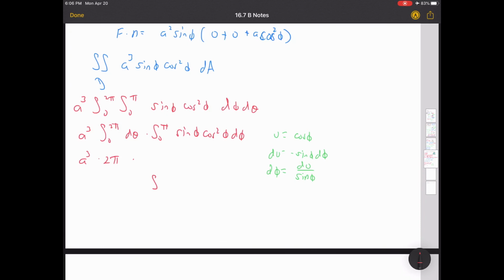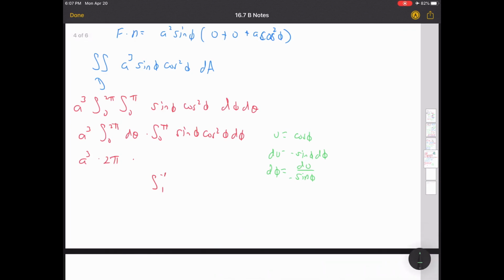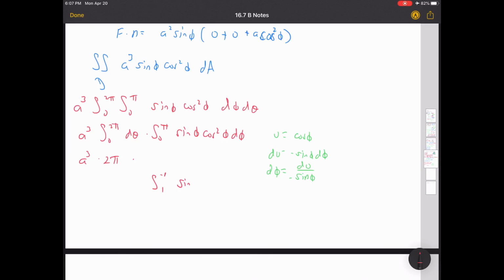So if I plug in 0, we're going to get 1. If I plug in pi, we'll get negative 1. The fact that those are upside down won't really matter much because I think we're going to get a negative. Whoops, I actually lost my negative up here. Hopefully you caught that. All right, so we'll have sine of phi u squared times our new d phi, which is du over negative sine phi. The sine phi's are going to go away. The negative will flip the bounds.